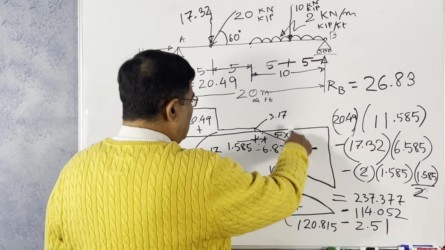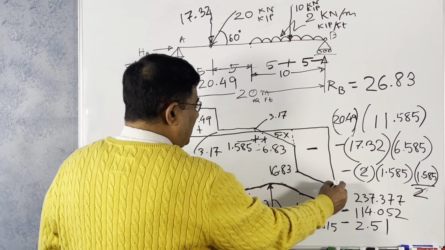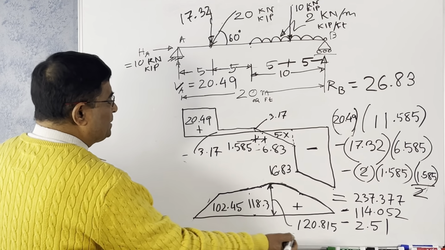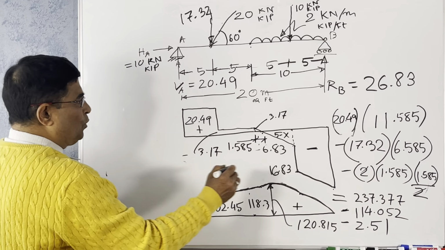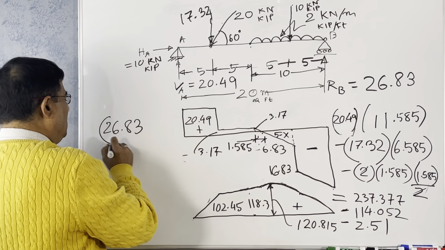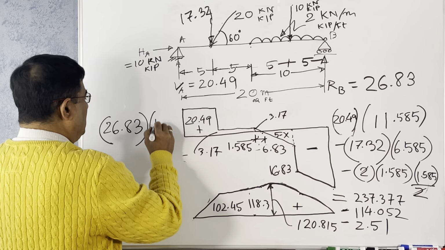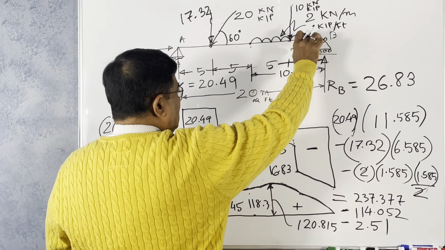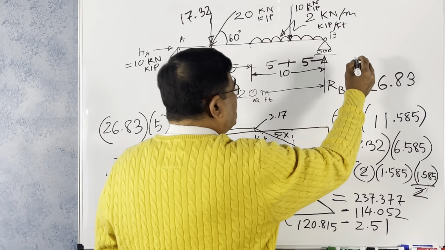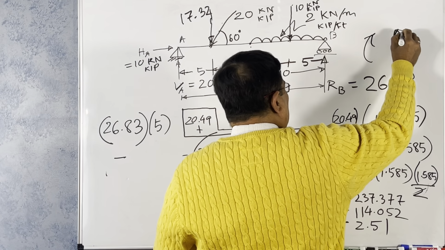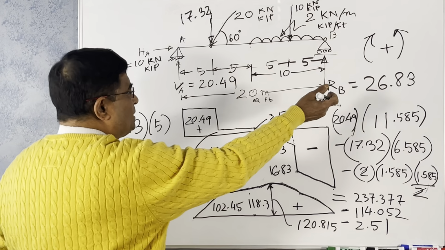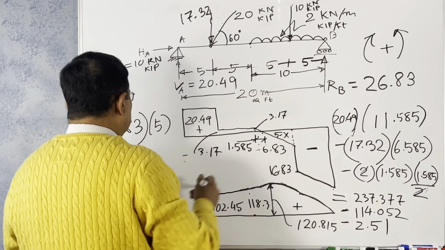Because these forces will not cause any moment, you can directly find out the moment from here to there, from the right side. It will be easier. So from the right side, anti-clockwise is positive and clockwise is negative. So the moment from this reaction is 26.83 times 5, minus this load, which will be causing clockwise moment. So our convention is like this.